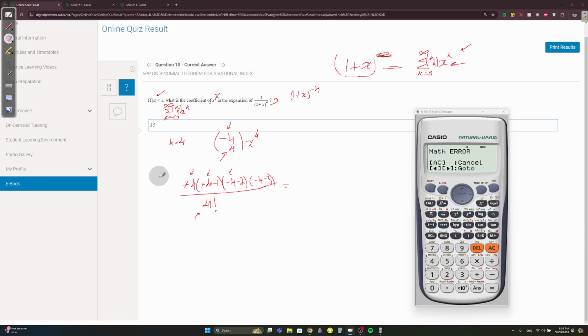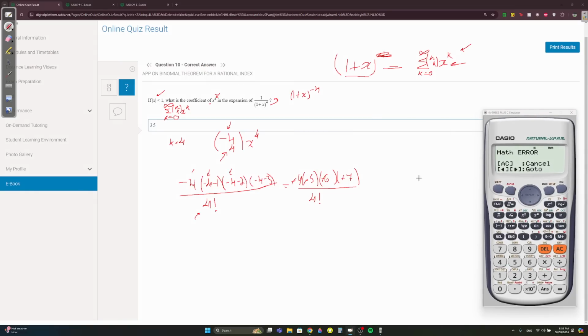Actually, you know what? Before you cancel, solve it. Don't ignore it. You have minus 4, minus 4 minus 1, minus 5, minus 4 minus 2, minus 6, minus 4 minus 3, minus 7, over 4 factorial. Now, the 4 negatives make a positive. So you get 4 times 5 times 6 times 7 over 1 times 2 times 3 times 4.